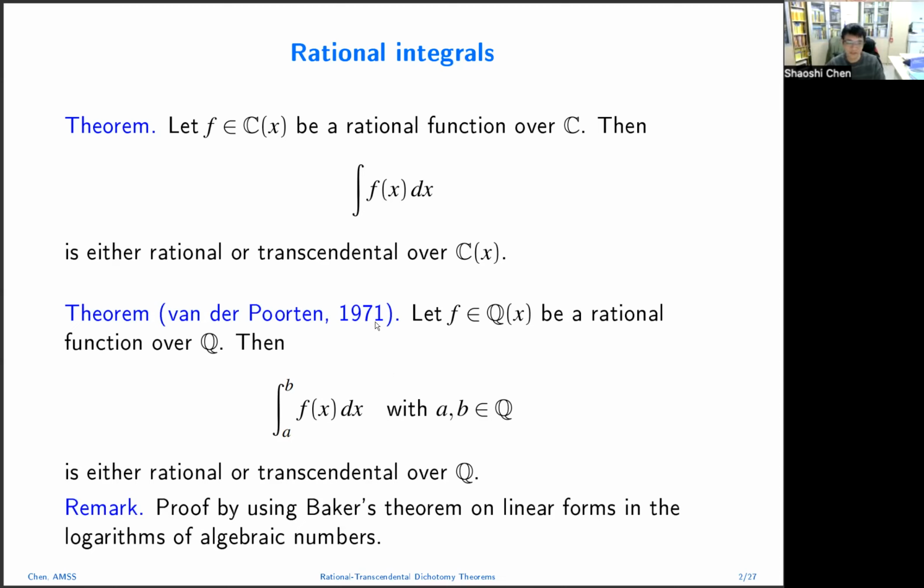For instance, in 1971, think about this integral. This is the definite integral of a rational function with rational coefficients. If the endpoints a, b are both rational, then by using Baker's theorem, it was proved that this definite integral will be either a rational number or a transcendental number. So you can also get this kind of rational transcendental dichotomy theorem in number theory for numbers. And that's about integrals.